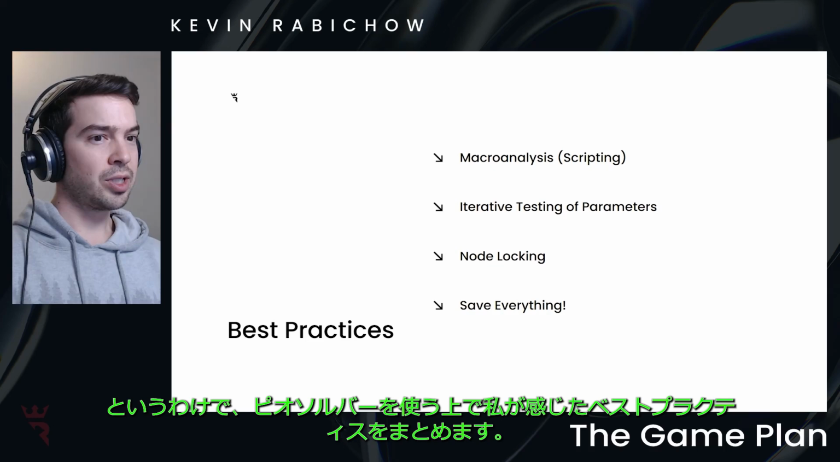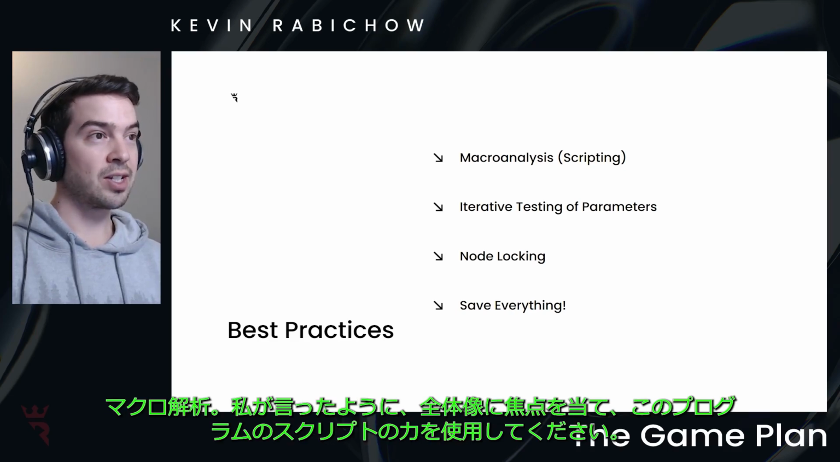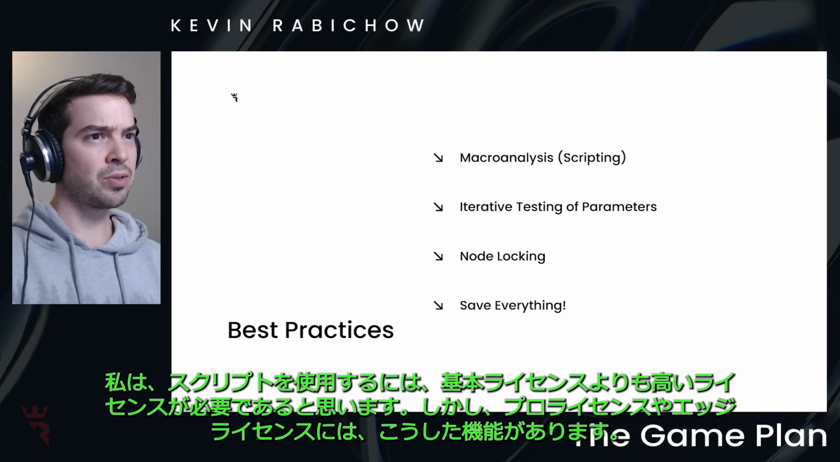So this is going to be the summary. Best practices that I feel have worked for me when using POSolver. Macro analysis, as I've said, focus on the big picture, use the power of scripting in this program. I will point out, I do think you need higher than a basic license to make use of scripting, but the pro license or the edge license has these capabilities.